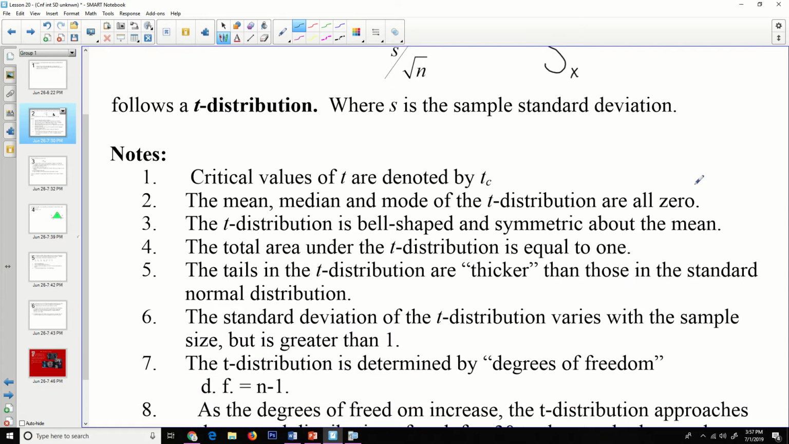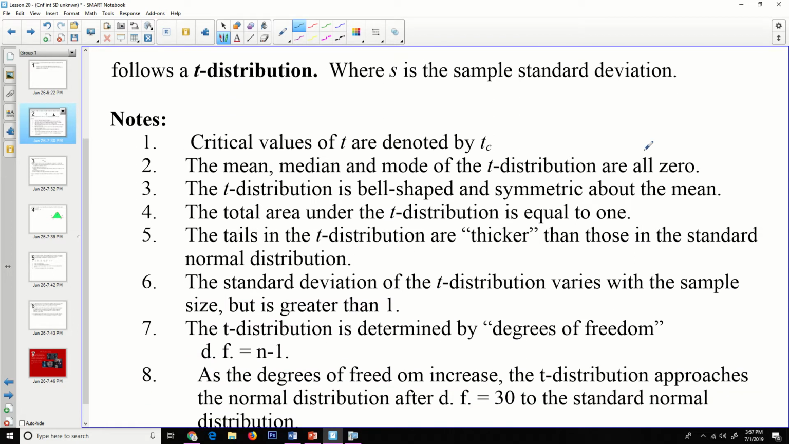A couple quick notes here. The critical values of t are denoted by t of c. The mean, median, and mode of the standard t-distribution are all 0. The t-distribution is bell-shaped and symmetric about the mean. The total area under the t-distribution is equal to 1. The tails in a t-distribution are thicker than those of the standard normal distribution, so it looks similar, but they're not exactly the same. The standard deviation of a t-distribution varies with the sample size, but is greater than 1.